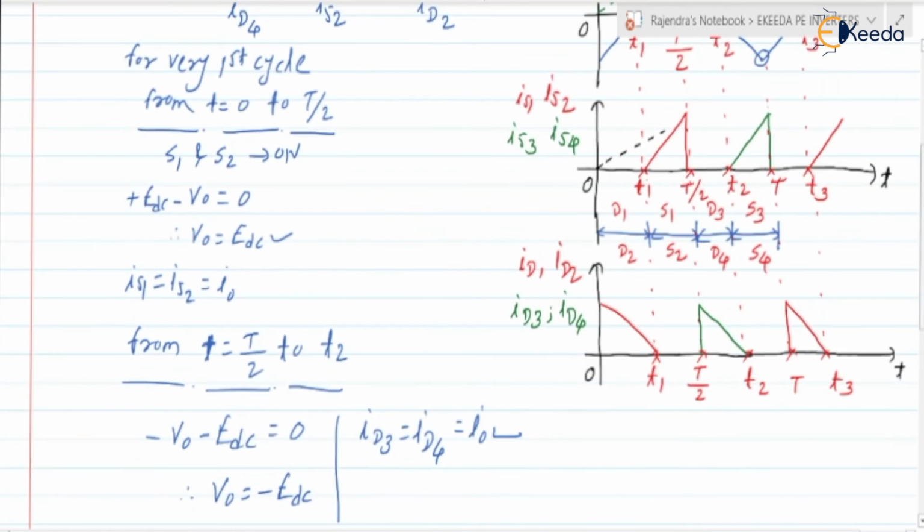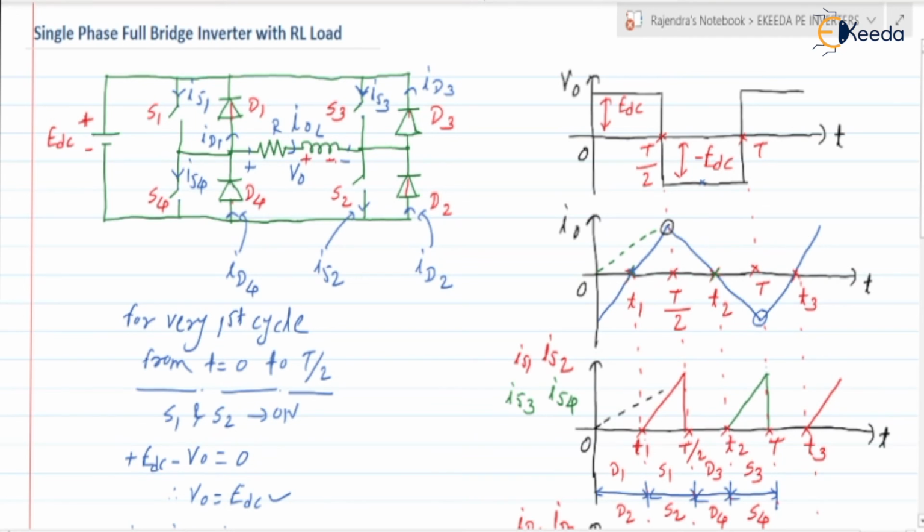Now, as the expected output from the inverter is sinusoidal, but our inverter is giving a square wave, it consists of harmonics. Which harmonics are present in the output voltage as well as the output current of the full bridge inverter with RL load? That we are going to discuss in the next video.